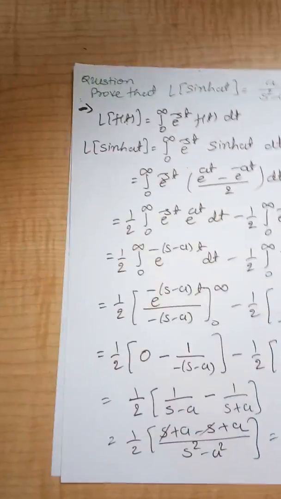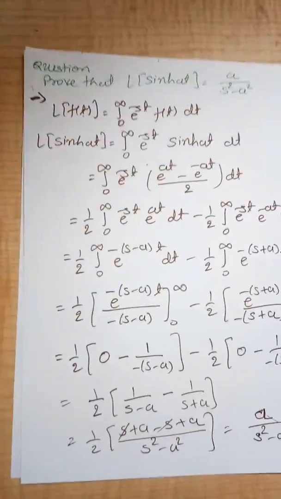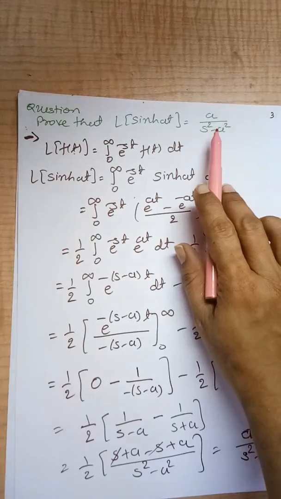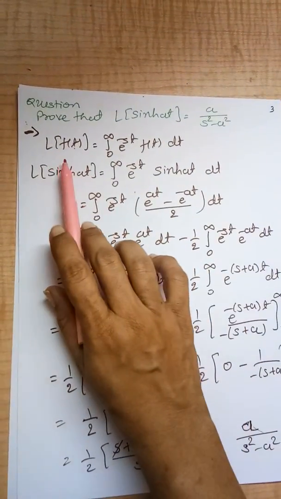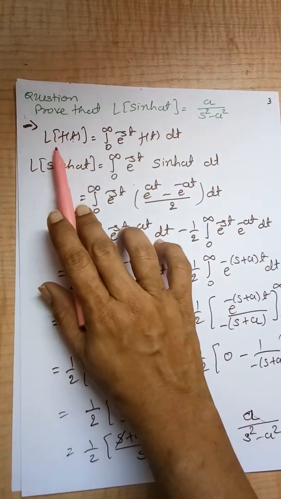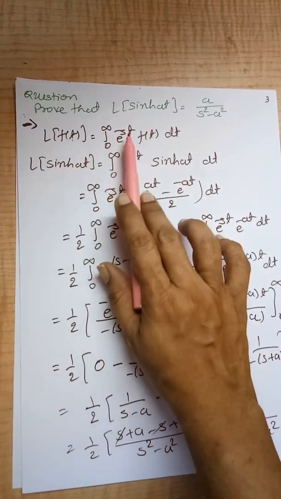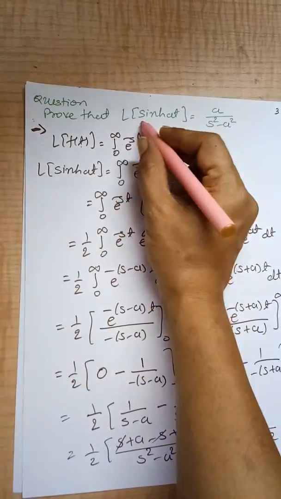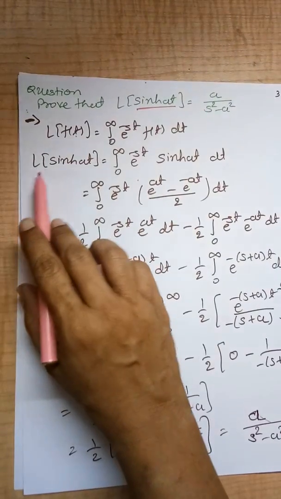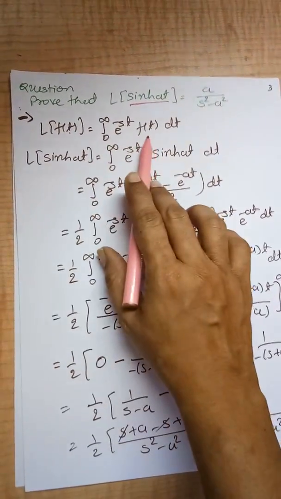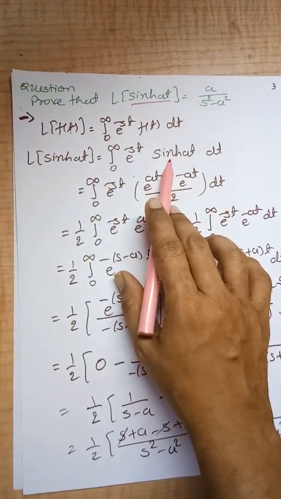The next question is, prove that Laplace of sin hyperbolic at is equal to a upon s square minus a square. Again the definition of the Laplace function is Laplace of f of t equals integration 0 to infinity e raised to minus st f(t) dt. Here our function of t is sin hyperbolic at. So Laplace of sin hyperbolic at is 0 to infinity e raised to minus st, and in the place of function of t we write sin hyperbolic at dt.